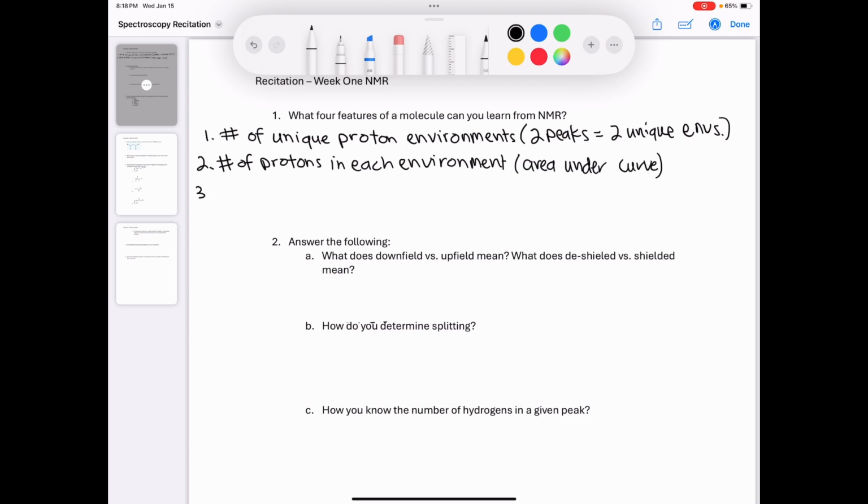The third thing that you can find is how many neighbors the proton has, and this is found by looking at the splitting pattern. So again, if the number of neighbors equals n, the splitting pattern is going to be n plus 1.